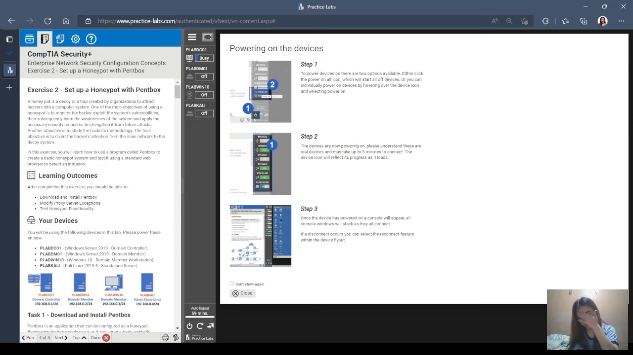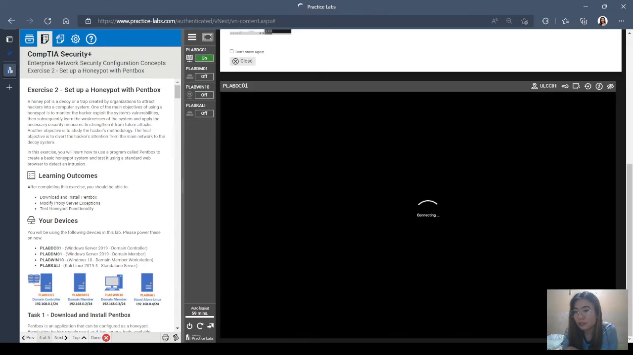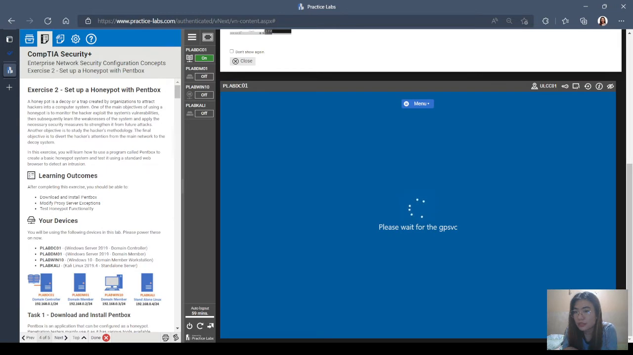Exercise 2. Set up honeypot with PentBox. A honeypot is a decoy or a trap created by organizations to attract hackers into a computer system. One of the main objectives of using a honeypot is to monitor how the hacker exploits the system vulnerabilities, then subsequently learn the weaknesses of the system and apply the necessary security measures to strengthen it from future attacks. Another objective is to study the attacker methodology.